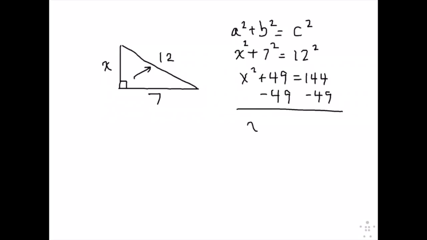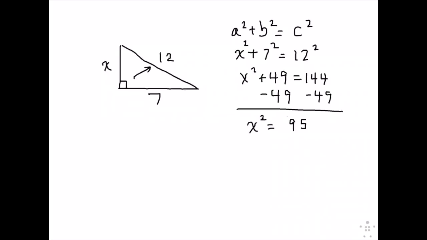And this leaves us with x squared equals 95. Let me clean that up a little bit. It equals 144 minus 49, which is 95, right? 144 minus 44 is 100, and then another 5 more is 95, right?